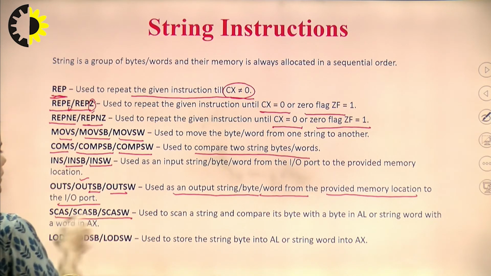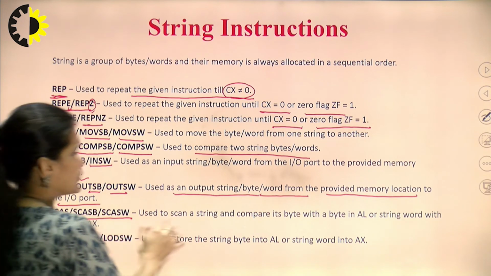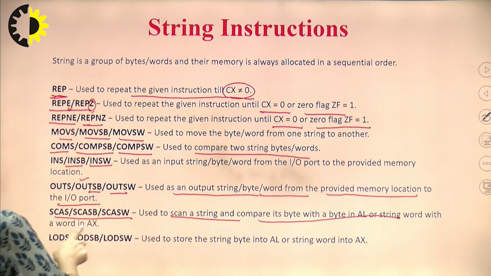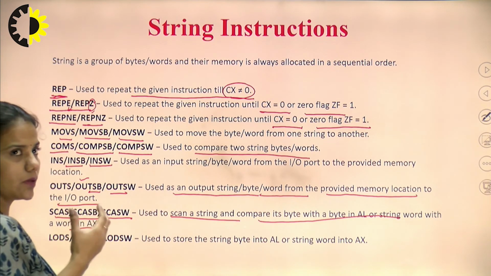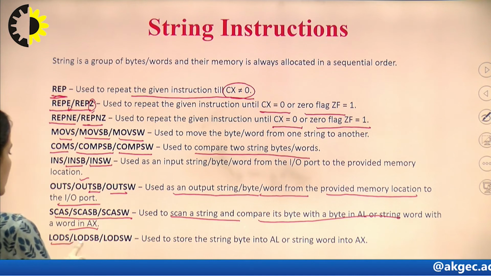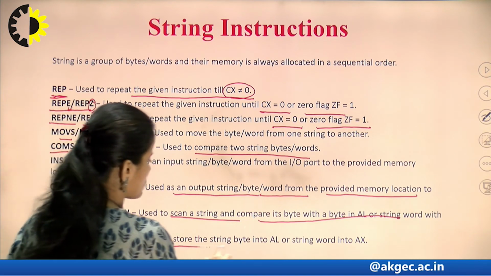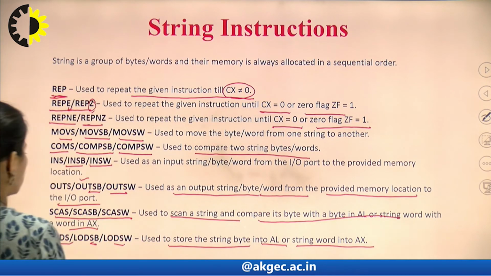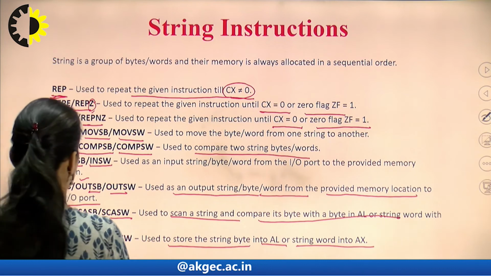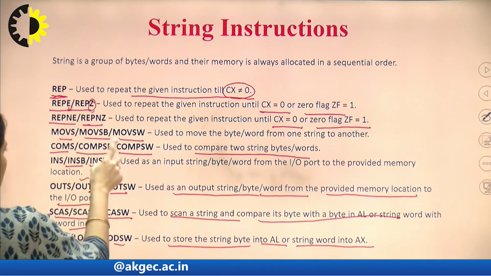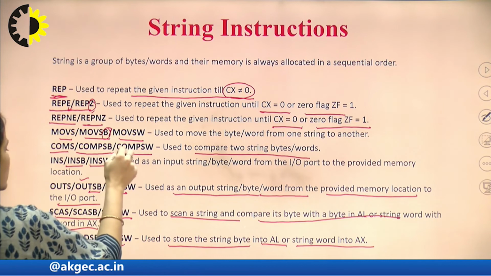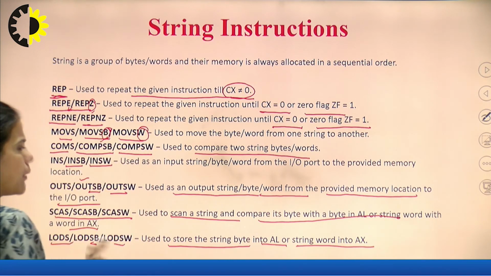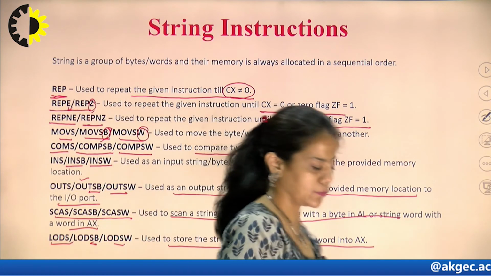The instructions SCASB and SCASW are used to scan the string and compare its byte with the byte in AL or the string word with the word given in AX. LODSB or LODSW is used to store the string byte into AL or string word into AX. So it is used to load the strings. Now you can see that in each of the string operations there is a character like B or W. B represents the byte and W represents the word here.